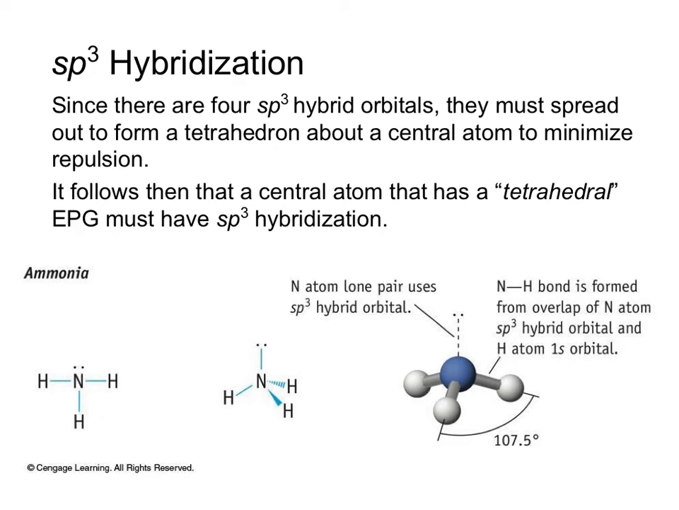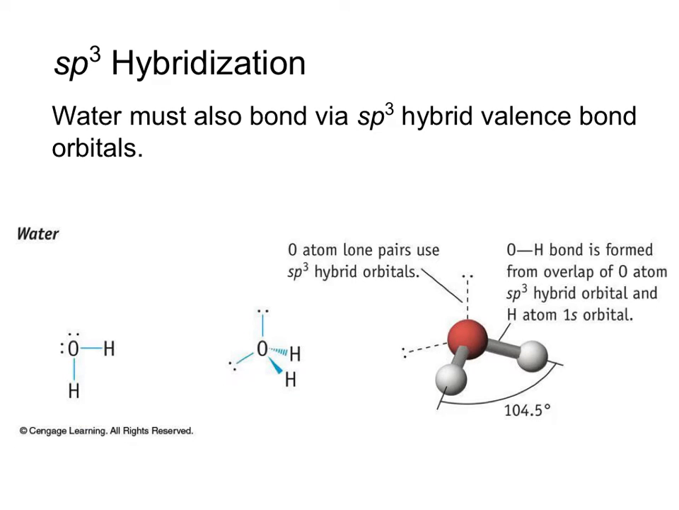And so those s and p orbitals of nitrogen will hybridize to form 4 sp3 orbitals. 1, 2, 3 of those will be taken up with bonding to hydrogen atoms. The 4th hybrid orbital is where our lone pair will reside. And we see the same with water.